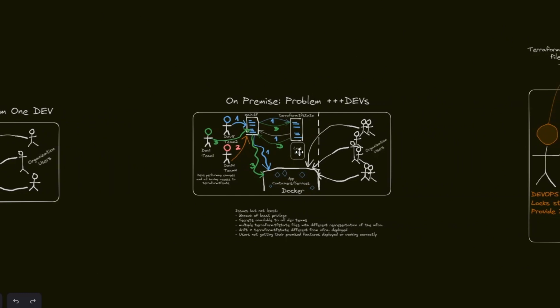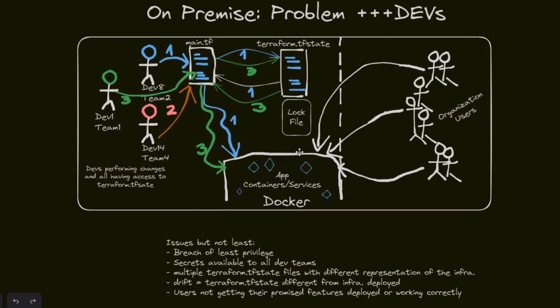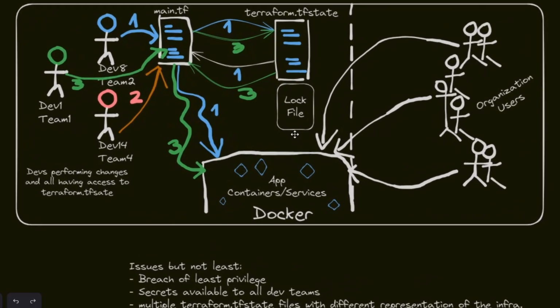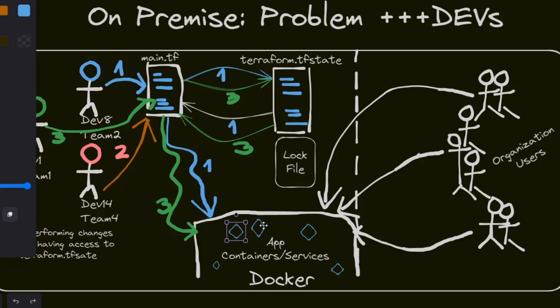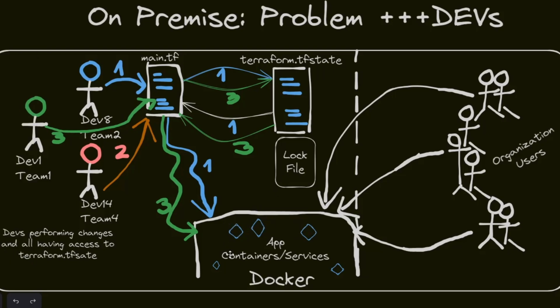So here let's go into the other scenario just to explain very quickly what could happen. So we're on premises. On premises, there are problems because there are several devs, different teams. They can all be working in one repository file, main.tf, or they can have different main.tf ones. So developer 1, dev 8 from team 2, has this main.tf as applied. So we get this terraform.tfstate. The state of the infrastructure is the same as what he has deployed.